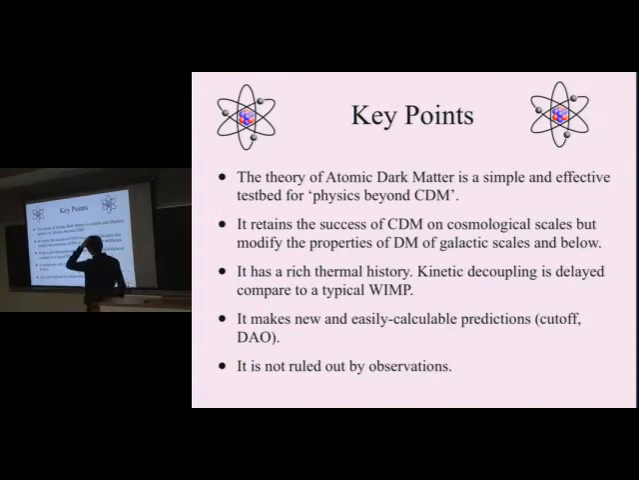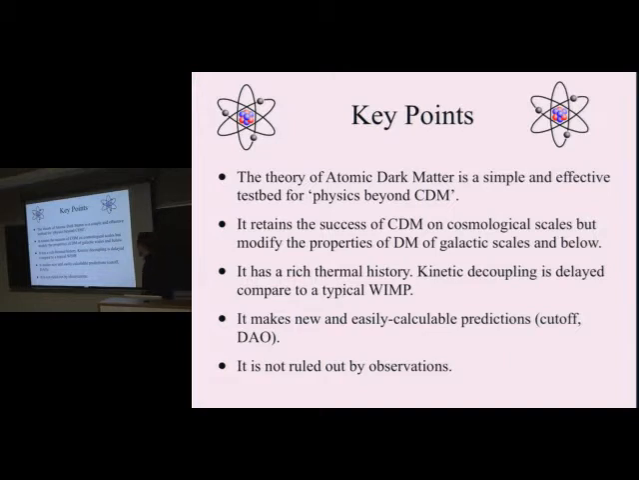So a few key points about atomic dark matter just to wrap up. To me, atomic dark matter is a simple, effective test of physics beyond cold dark matter. It's basically a minimal extension where you introduce some interaction in the dark sector, but these are quite minimal. And it's simple enough that you can play around with it and make some clear predictions from the model. You can use it as a toy model to study more general dark sectors with more interactions. It retains the success of cold dark matter on cosmological scales, so you don't mess up cosmology too much, but you just change physics on very small scales, inside dwarf galaxies or galactic scales and so on. But you leave the large scales alone, which is what you need.